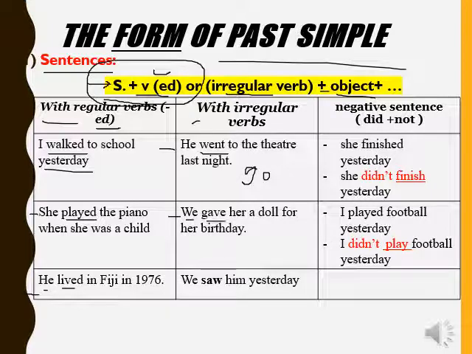We is the subject, gave is the verb. The present form of it is give. In the past, give is gave. 3, we saw him yesterday. We saw him. The present of saw is see.